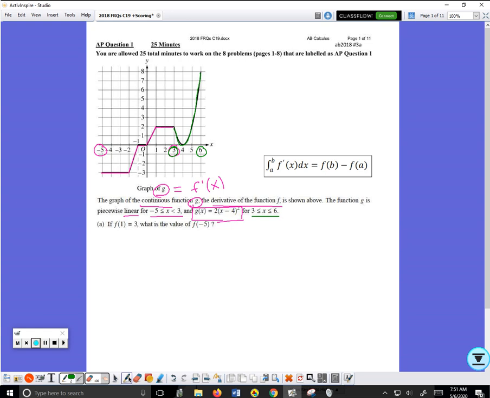f of 1, again, this is the graph of f prime, but f of 1 is equal to 3. What is the value of f of -5? So it's this situation where I have f prime as a graph, and I want to find a value of f. I'm trying to find f of -5. So to get from here to here, thinking fundamental theorem. So here's the fundamental theorem.